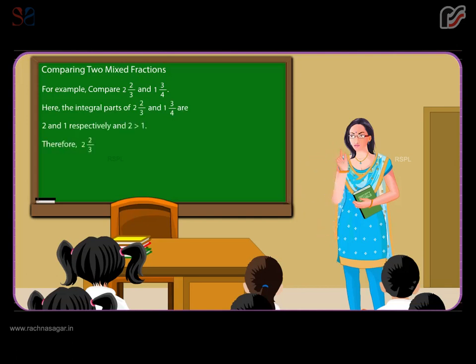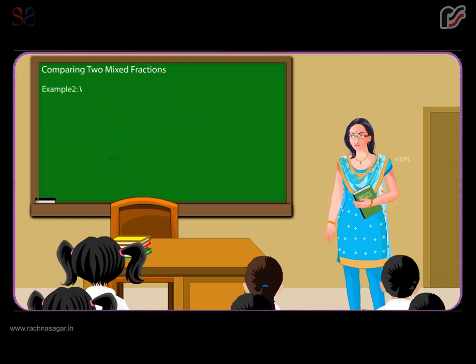Therefore, 2 2/3 is greater than 1 3/4. Example 2. Which of these fractions is greater? 4 2/7 or 4 1/3? As both the integral parts are equal, we compare the fractional parts.